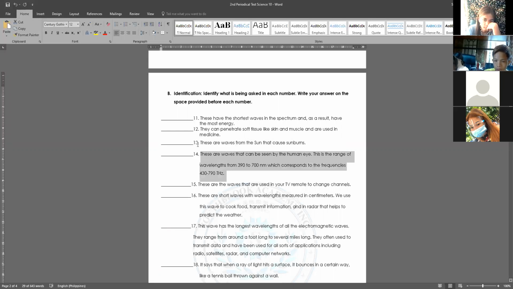These are waves that can be seen by the human eye. This is the range of wavelengths from 360 to 700 nm, which corresponds to frequencies 430 to 790 Hz. Visible light. Yes, correct. It's visible light. Number 15, let's have... Can I answer, Chair?